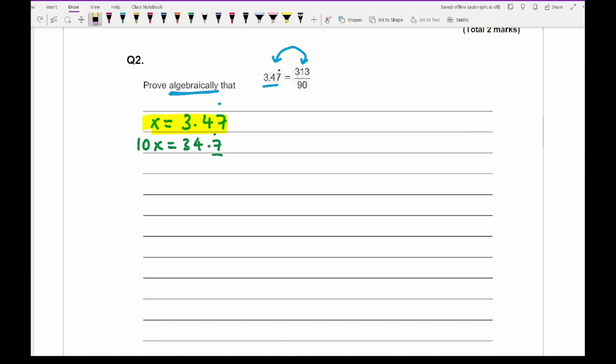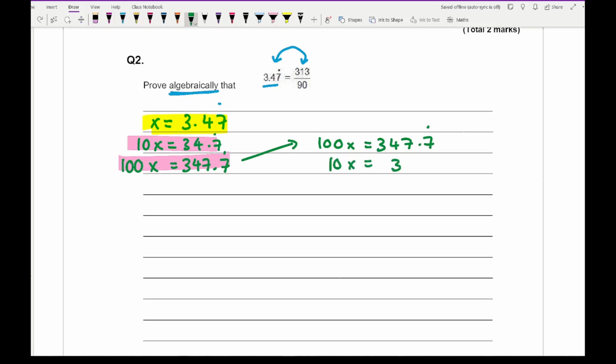So what I need to do is try and find another equation. If I multiply the original number by 100, both sides by 100 in fact, then what I get is 347.7 recurring, and this is what I'm going to be using. From these two, if I just rewrite it, it's not essential, but you may have some errors in your working out if you don't include any negatives, 347.7, and I'm going to end up with 10x equals 34.7 recurring. And what I then want to do is take away those two.